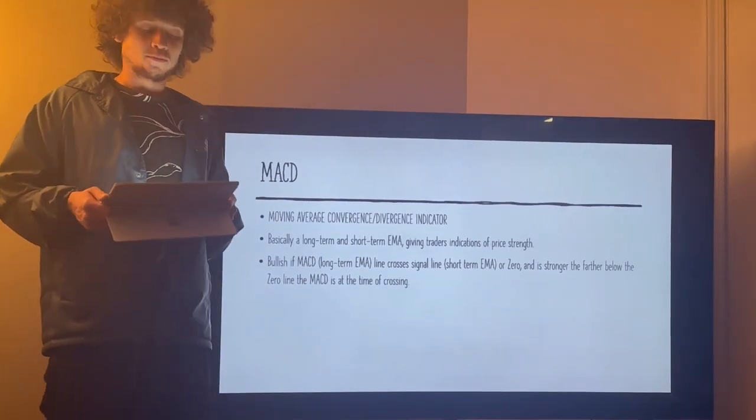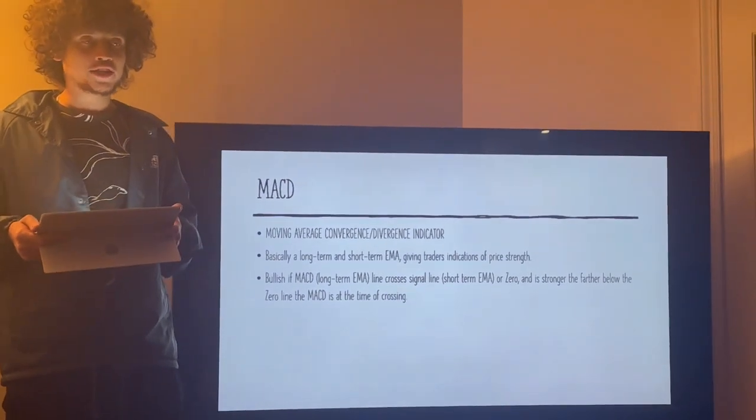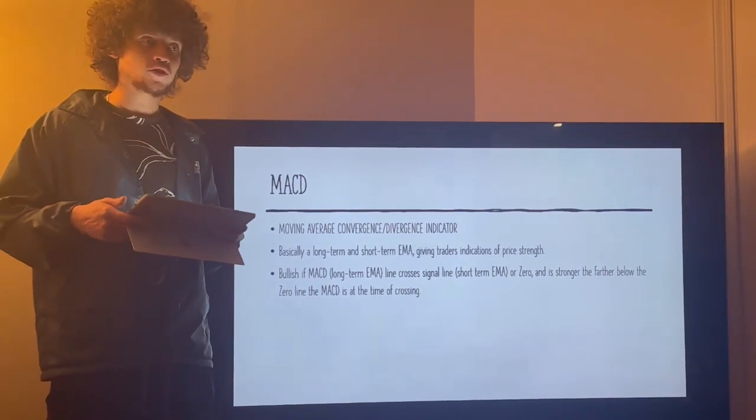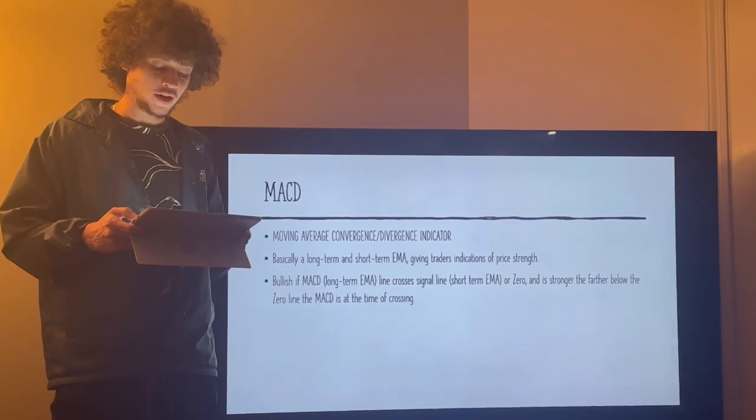The MACD is a moving average convergence divergence indicator. It's basically just two moving averages, a long term and a short term, and you use it similar to how you would use a moving average.